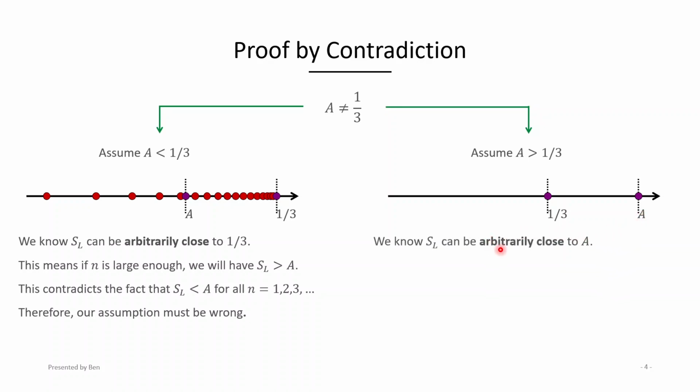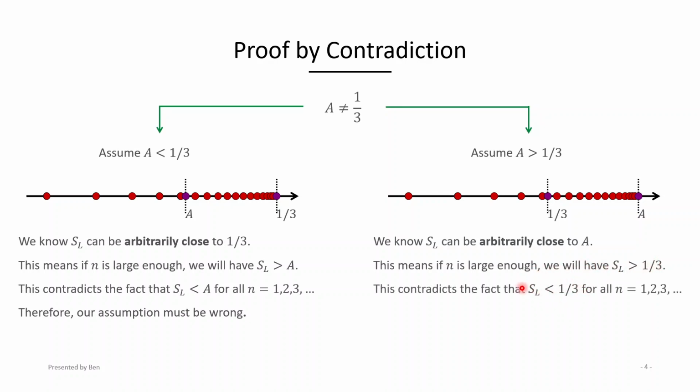Similarly, we know SL can be arbitrarily close to a, can be infinitely close to a. This means when we have enough rectangles, SL will get closer to a than this fraction, right? So we will have SL values greater than this fraction, and this is impossible. All the SL values must be less than this fraction. Again, a contradiction is identified. This assumption must be wrong. We have to give it up.